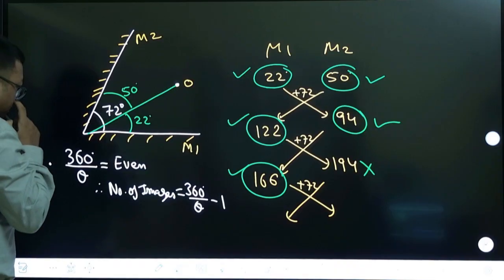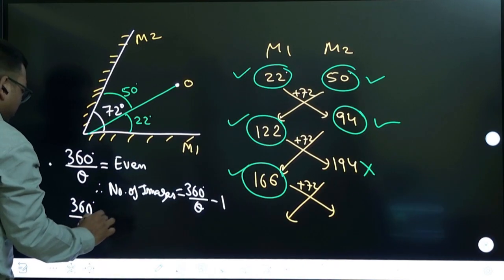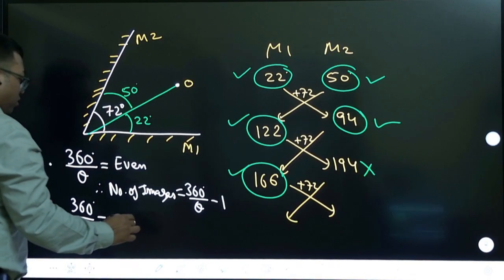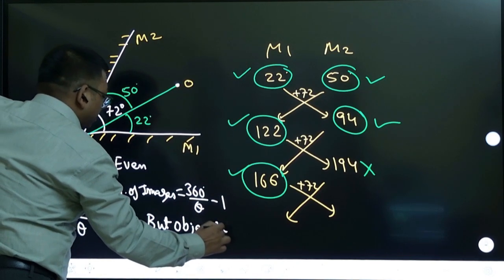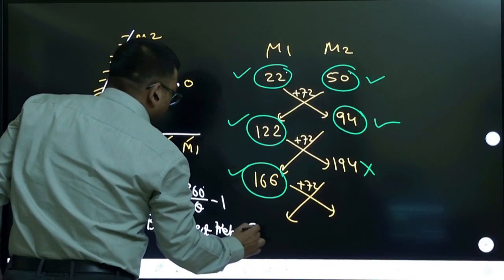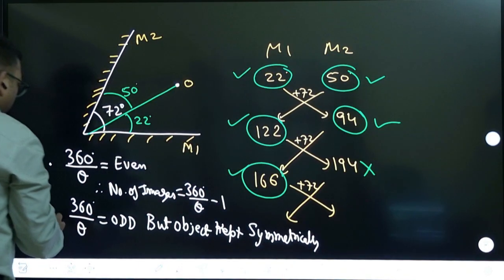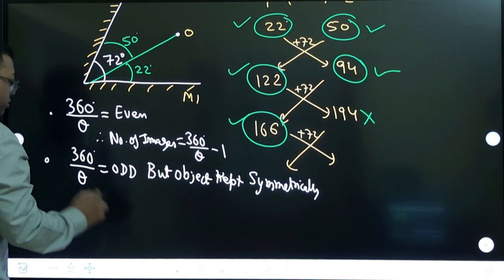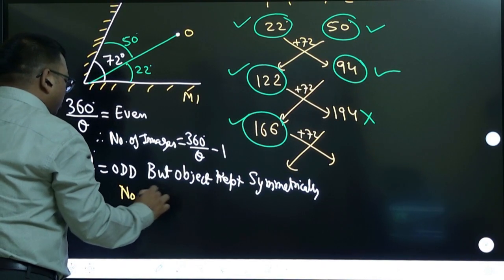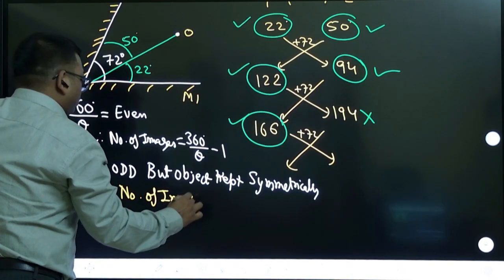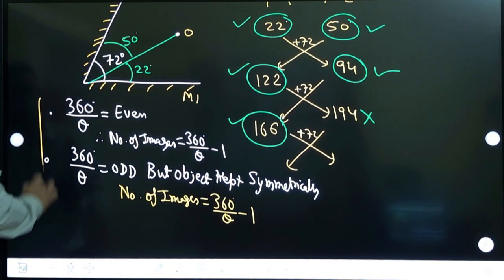Another case is that 360 degrees by theta is odd, but the object is kept symmetrically. If the object is kept symmetrically, because of symmetry, the number of images coincide. So the number of images formula will be the same as 360 degrees by theta minus 1. So this is the case of symmetricity.